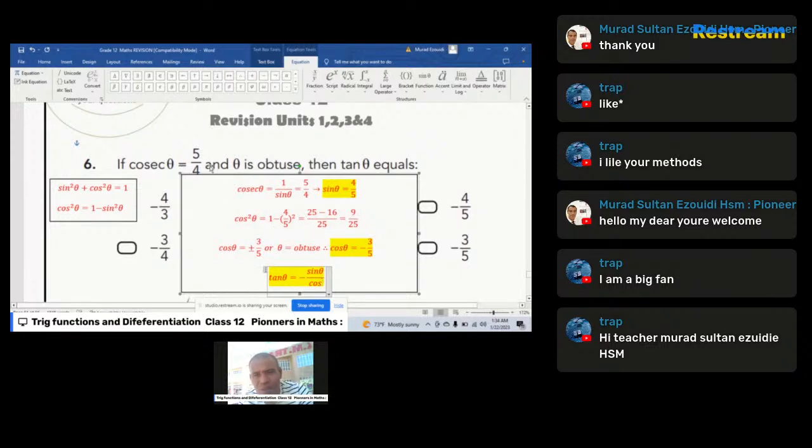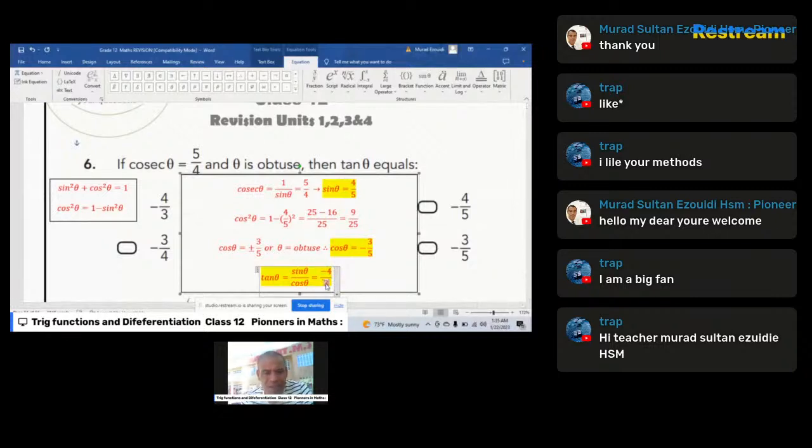But learners, of course, this is the trig function, the tangent ratio, it will be sine over cosine. You are going to change sine by 4 over 5 and cosine by negative 3 over 5. You can see this is 5 and this is 5, so it will be cancelled. It will be equal to negative 4 over 3. Negative 4 divided by 3.